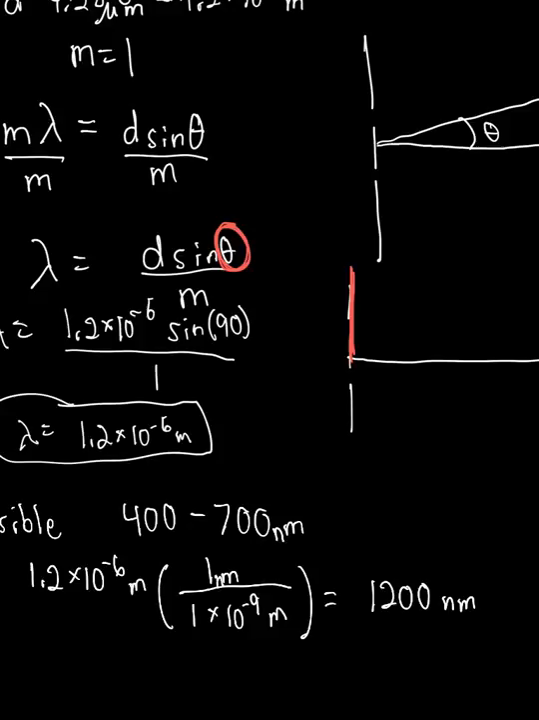So is this in the visible range? No. Could we see this? No. What wavelength range would this be in? What color is 400? Short wavelengths. Violet. What color is 700? Red. So what would 1200 be? What's past red? Beyond red. Oh yeah. Further than red. Is it infrared? Infrared. So that would be infrared.